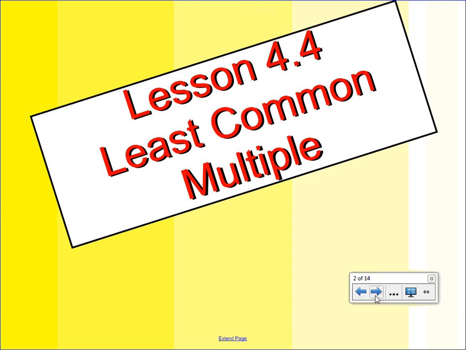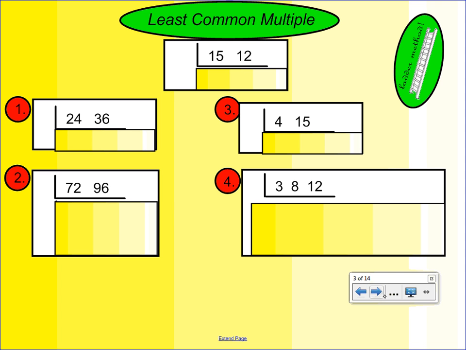Okay, let's start with our first lesson, which was lesson 4.4 on finding least common multiple. Do you remember the ladder method that we had used for greatest common factor? Well, we can use that same ladder method to find the least common multiple.